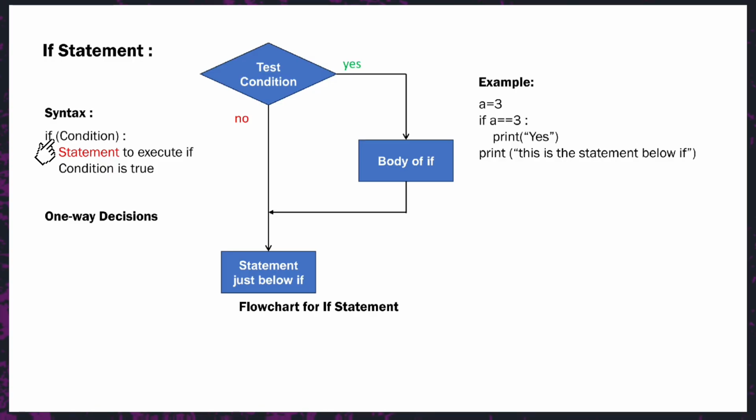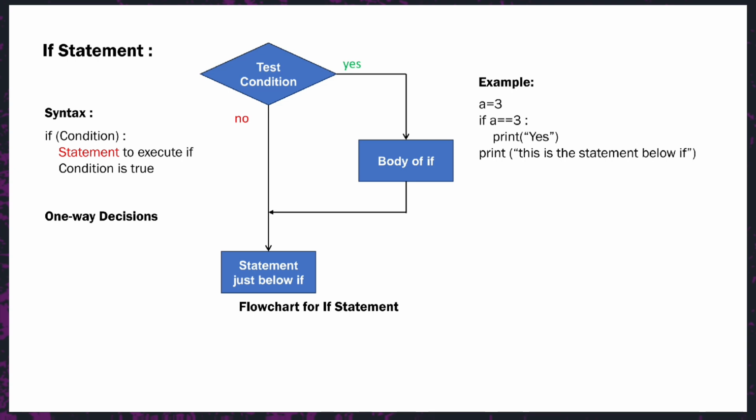An if statement checks a condition, which is something that can be either true or false. If the condition is true, the program runs the body of if. If the condition is false, it skips that block and continues with the rest of the program. This is called a one-way decision because it only does something if the condition is true. It doesn't do anything when the condition is false.